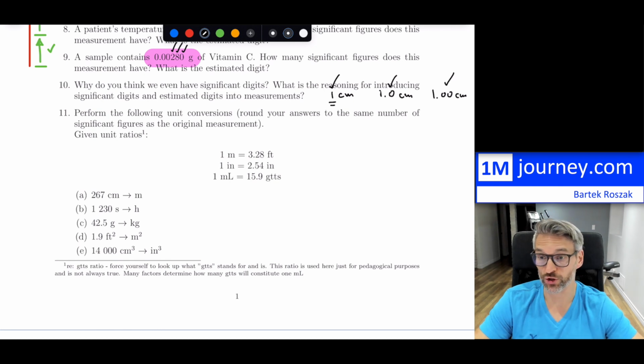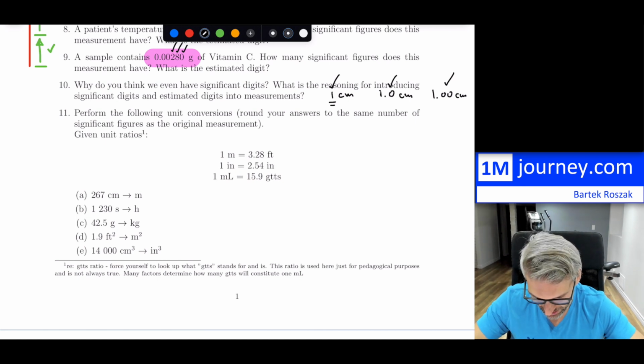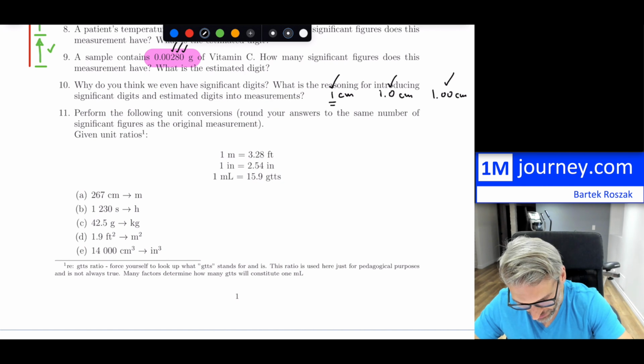All right, so this is a good introduction not only to unit conversions, but also to think about significant figures, right? And then being capable of rounding them up. All right, so let's give these a try. I'm going to do these one by one as we go through.